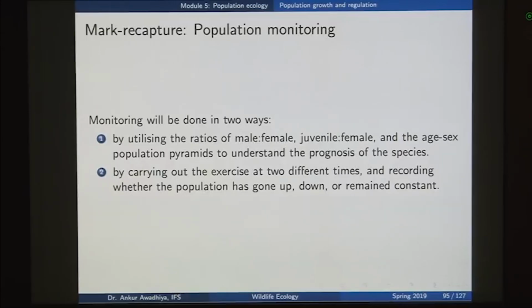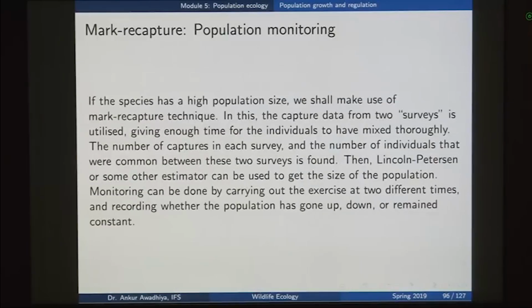And second, is by carrying out the exercise at two different times and recording whether the population has gone up, down or remained constant. So, for instance, you went into the forest and the first time you measured 100 cheetahs per 100 square kilometers. The next time you went there and you measured only 20 cheetahs per 100 square kilometers. So, the population is suffering a decline.